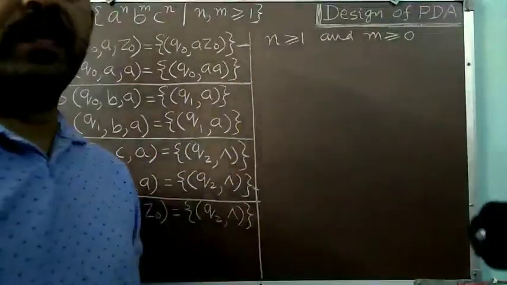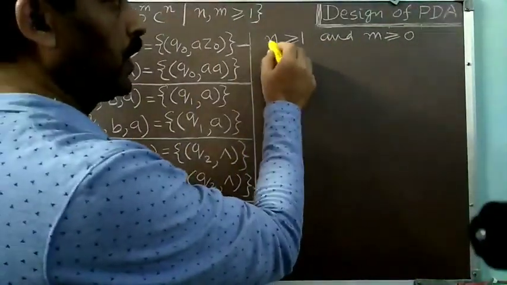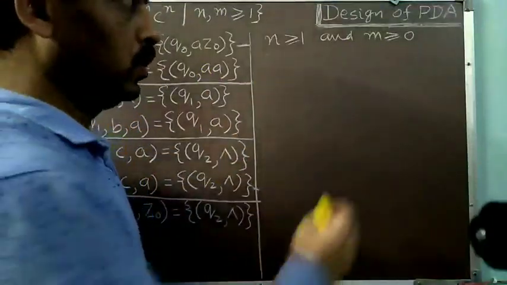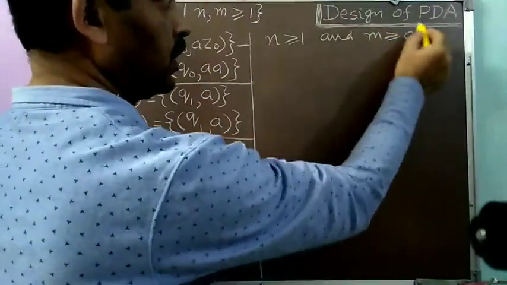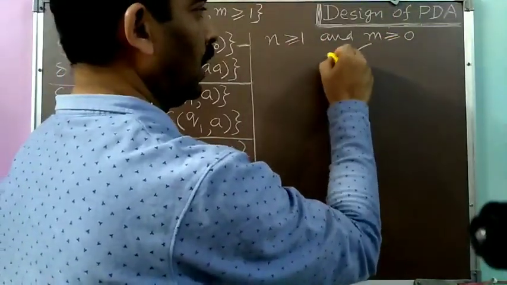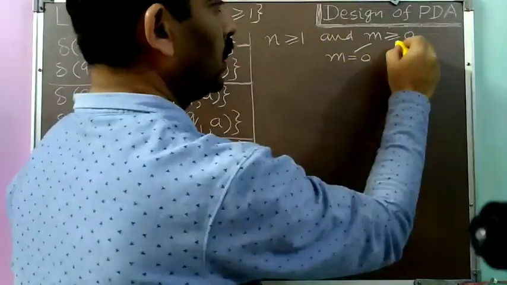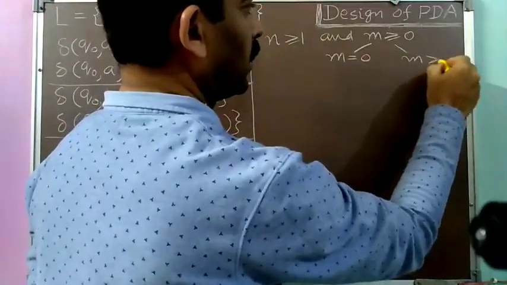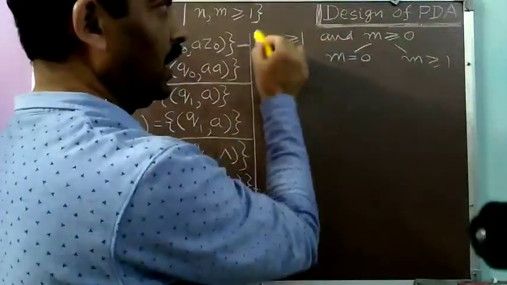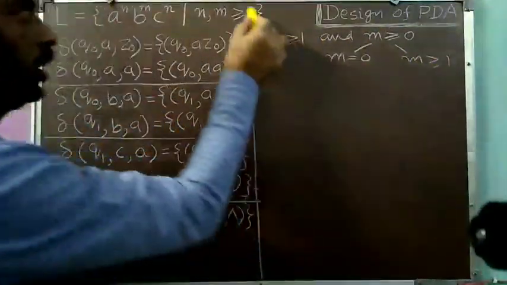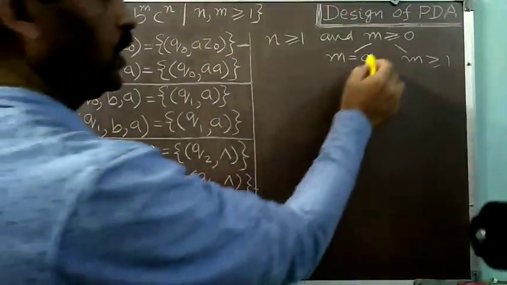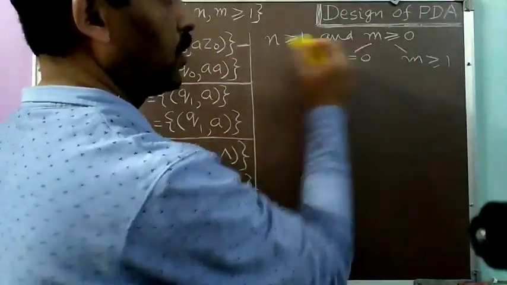Now we come to the second variant of the problem, where we have defined that n is greater than or equal to 1 and m is greater than or equal to 0. The condition m greater than or equal to 0 can be broken into two conditions: when m equals 0 and when m is greater than or equal to 1. If we take the condition m greater than or equal to 1 and n greater than or equal to 1, we have already written a solution for this. Now we take the additional condition, that is m equal to 0.